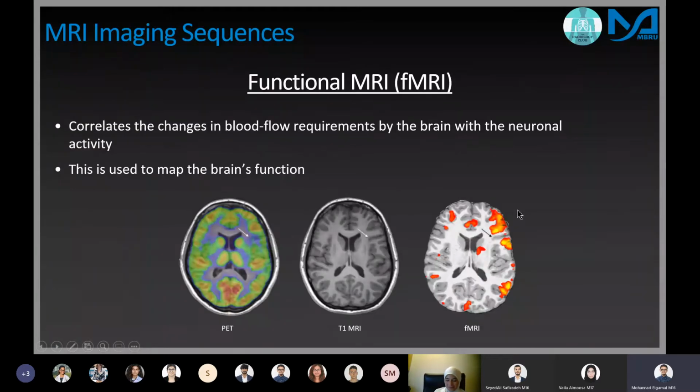Another type of MRI is called a functional MRI, and what it does is record the level of blood flow and the blood flow requirement in certain tissues. It's usually done for the brain, and it assesses brain function. Here you can see the difference between a PET scan, a T1 MRI, and a functional MRI. It's useful in determining whether areas of the brain are not getting enough blood or are getting too much blood. So it tells you the activity and function of the brain, whether it's functioning properly or not.